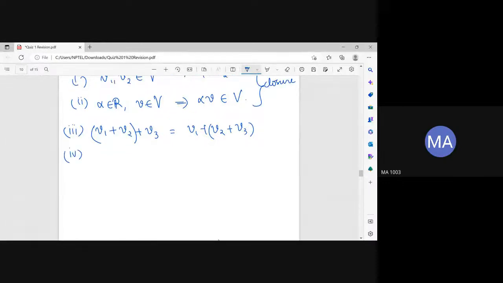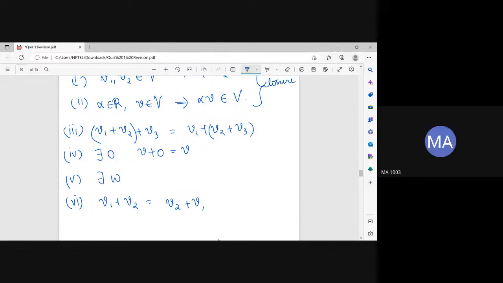So this is associativity. And then what? Commutative, ma'am. Yeah, commutativity is there. Commutativity is: you have two vectors, you can add them in any order. Then there exists an additive identity zero. That vector acts like this: you add any vector to that, you get back the same vector.